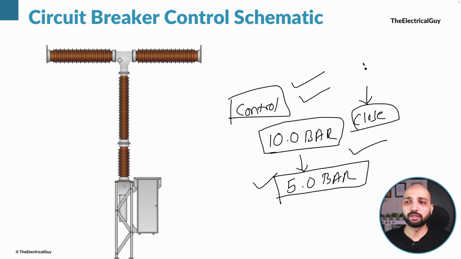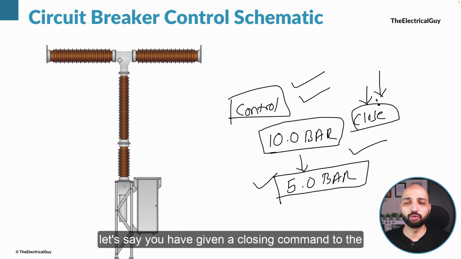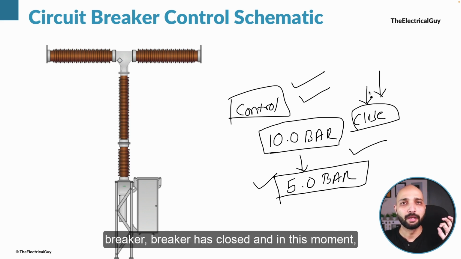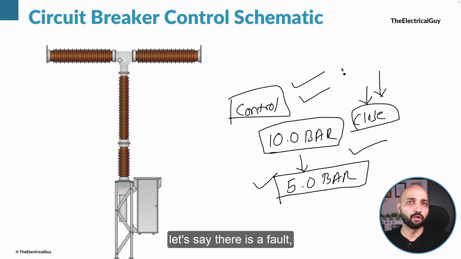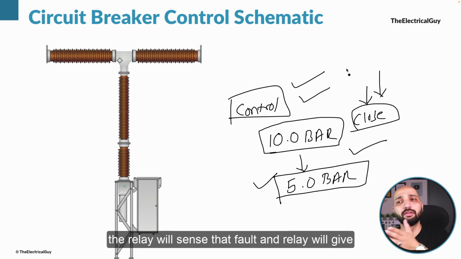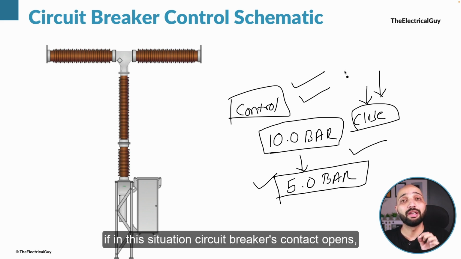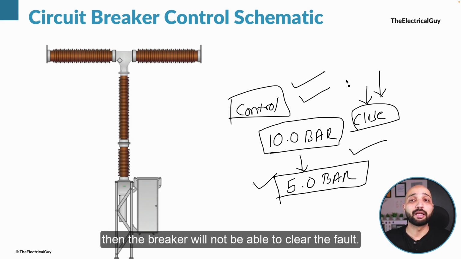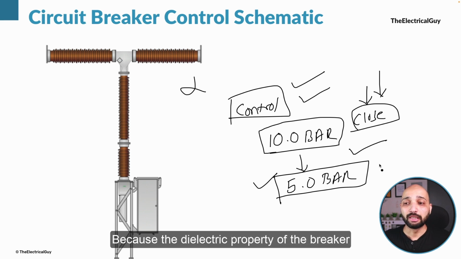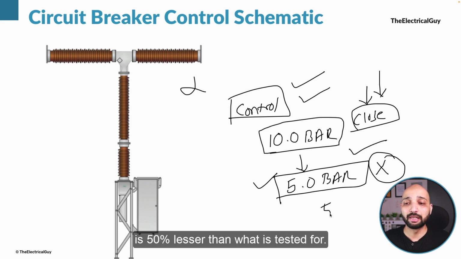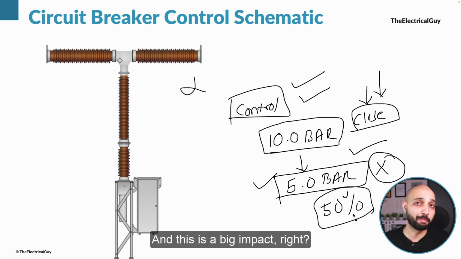And in this situation, let's say you have given a closing command to the breaker, and the breaker has closed. And in this moment, let's say there is a fault, the relay will sense that fault and the relay will give a tripping command to the circuit breaker. Now, if in this situation the circuit breaker's contact opens, then the breaker will not be able to clear the fault. Why? Because the dielectric property of the breaker is 50% lesser than what is tested for. And this is a big impact, right?